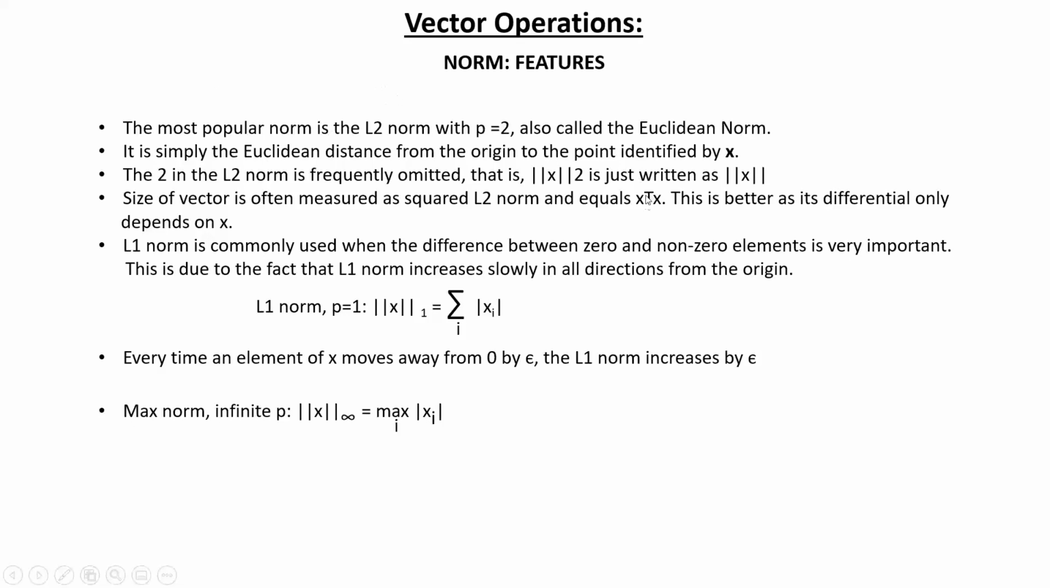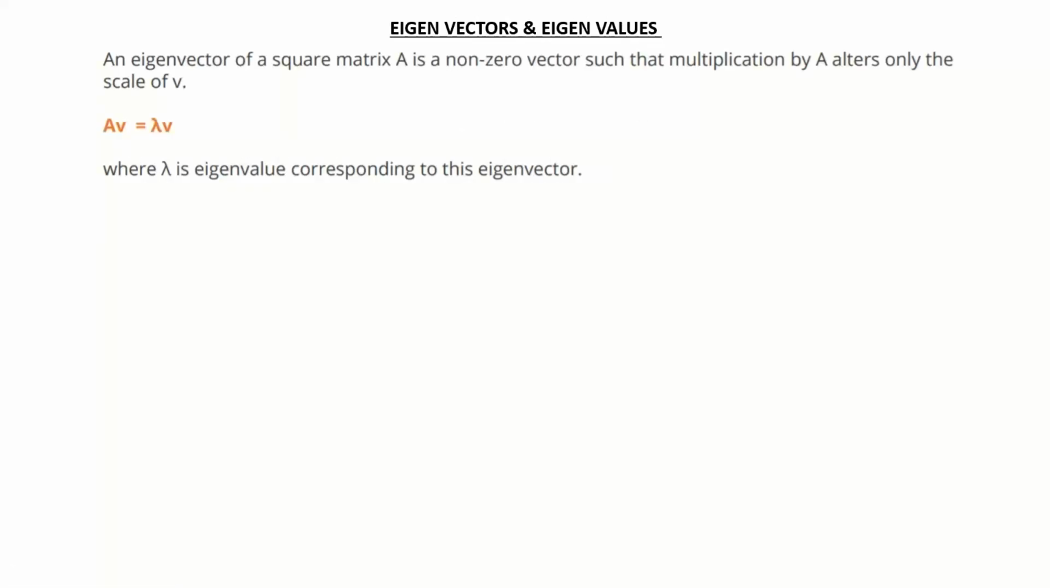Okay, so it is actually x to the power t. This is the transpose of that vector, multiplied into x. So this is better as its differential only depends on x. The more x is changing, the more it will affect the distance. Okay. So here, eigenvalues and eigenvectors.